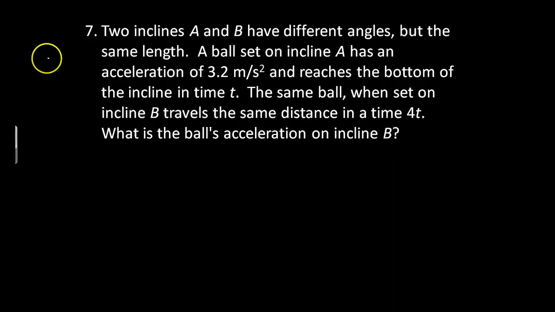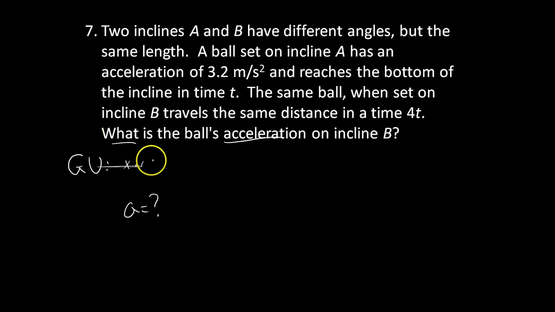So again, I like listing out those givens and the unknown, and I like finding the unknown first. Come back here. What is the ball's acceleration? So that's the unknown. We don't know what the acceleration is this time around. All right. Now, the other factors that were given in here, they have the same length. So the x, the displacement or the distance is constant. That's our multiply by 1 factor.